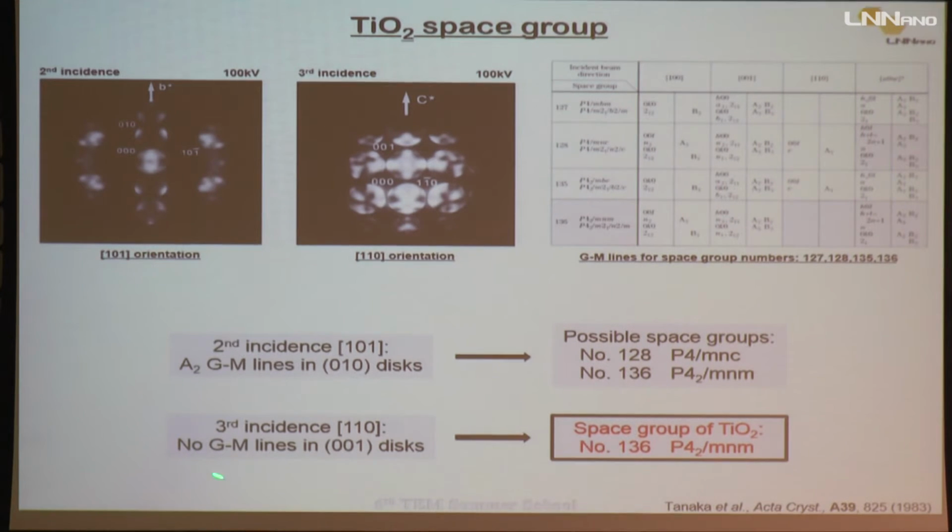And in the third incidence, the 110 orientation, I can't see any GM line. So you should be really careful when identifying a GM line. It's a good idea to test different thicknesses to check whether there is a GM line or not. I don't have any GM lines here, so I can say precisely that the space group of this particular material is number 136, that's P42/mnm.